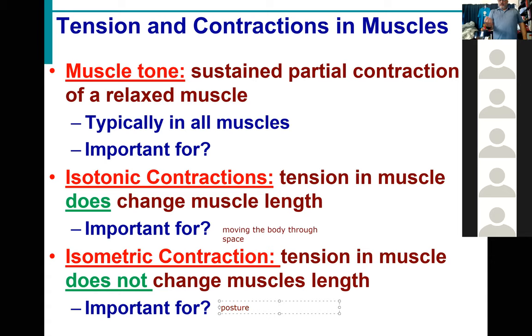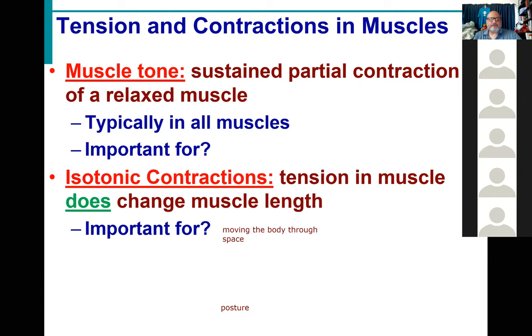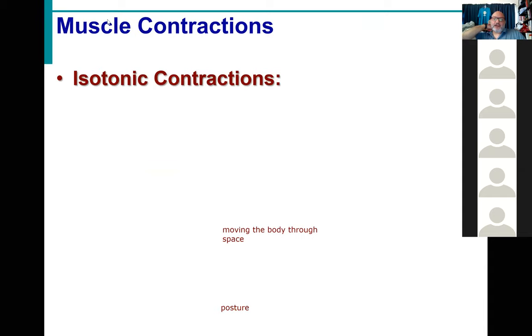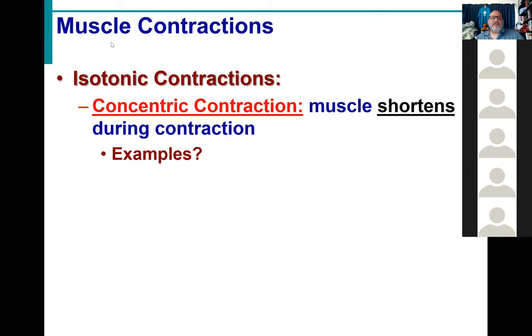Because when I'm raising that weight, I am contracting the bicep brachii and the bicep brachii is getting shorter. But when I am lowering that bag of groceries or I'm lowering that weight, I'm still contracting my bicep brachii, but the bicep brachii is getting longer. And that's because with isotonic contractions, there are two different types of isotonic contractions. The first type of isotonic contraction is what is called a concentric contraction.